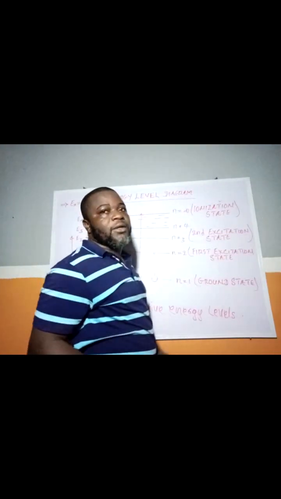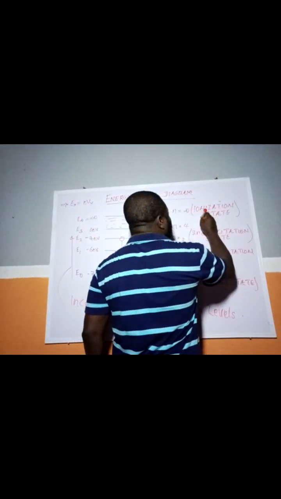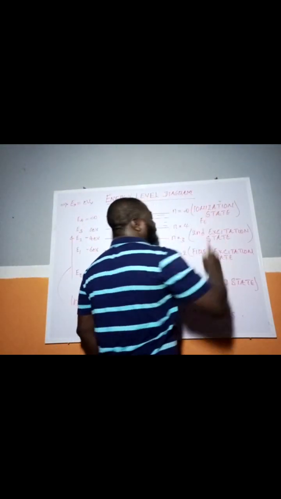You can bring that one out. Ionization state. So ionization state, I normally denote it with capital letter E I. Ionization energy is the energy required to remove an electron completely from an atom in its most stable state or ground state.